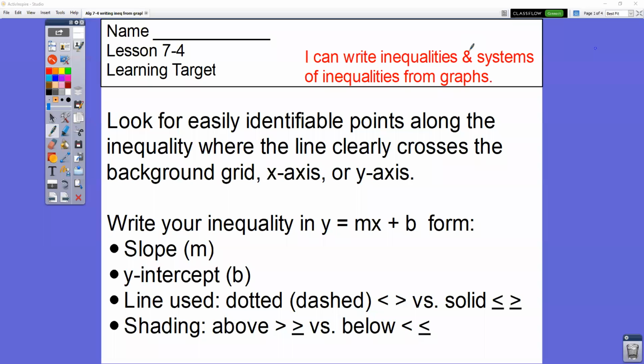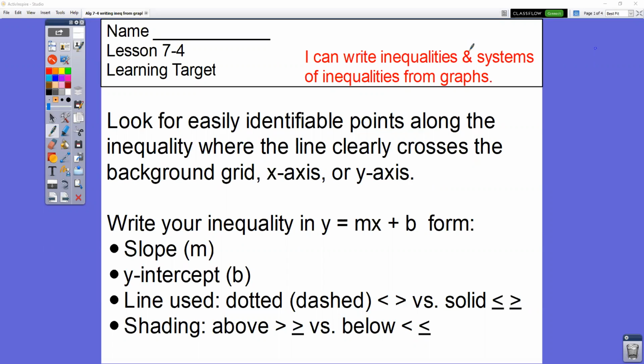This is the lesson for 7-4. What we're doing in 7-4 is that you're working backwards. Instead of being given the inequality equations and then having to graph it, you're given the graph and you need to come up with the equation.